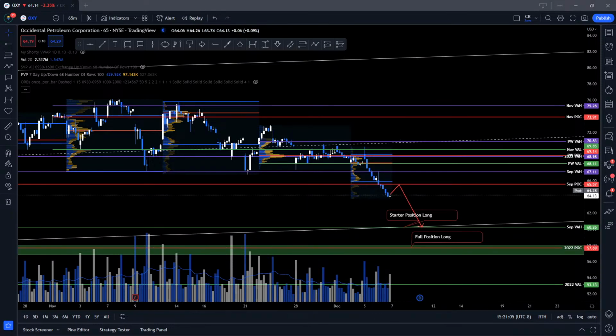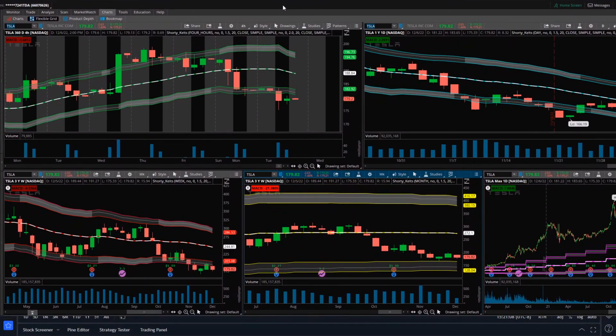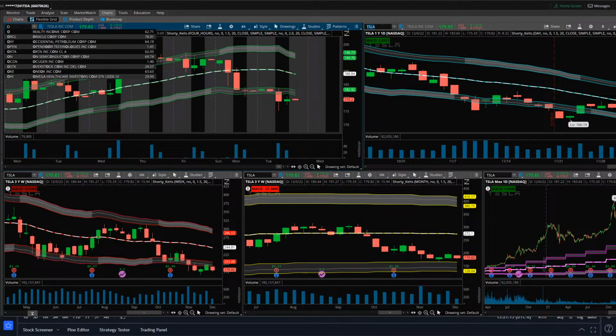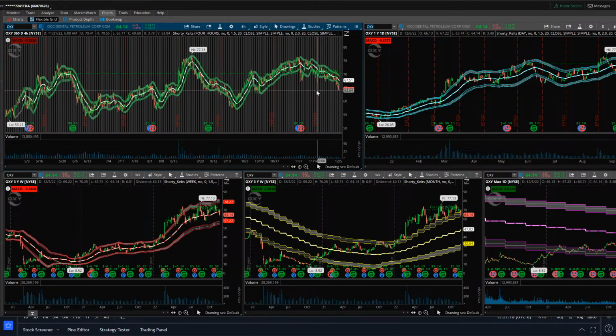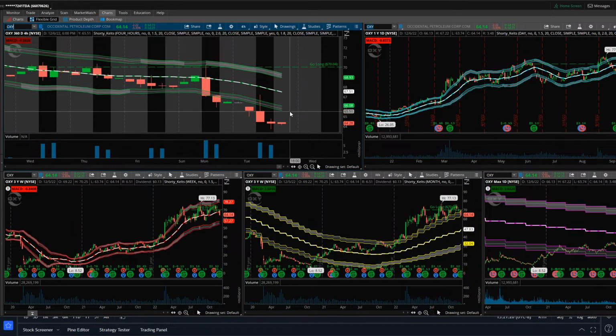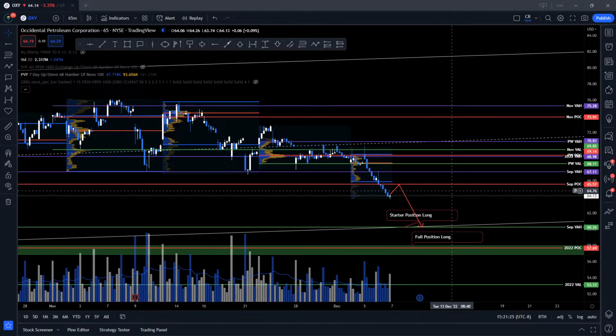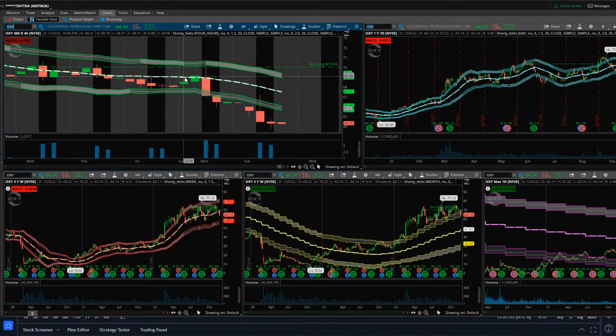All right, and now we'll take a look at the clouds on Oxy. What's that? Dude, too good at this stuff. So same thing. If we get a retest here at 65, it's going to be a bearish backdoor down on the 4-hour.